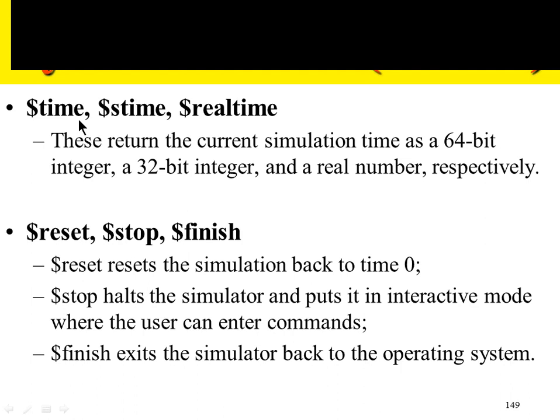$time will give me a 64-bit value, $stime will give me a 32-bit value, and $realtime will give me a fractional value. Real value means it's a fractional value, so 30.20 nanoseconds, or 50.10 microseconds. If I want to display that, I have to use $realtime.